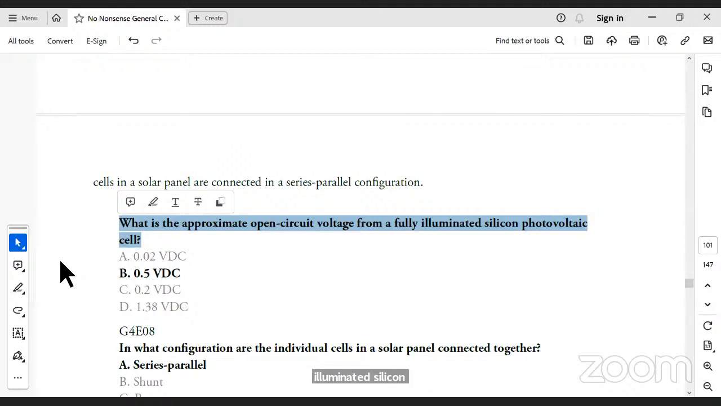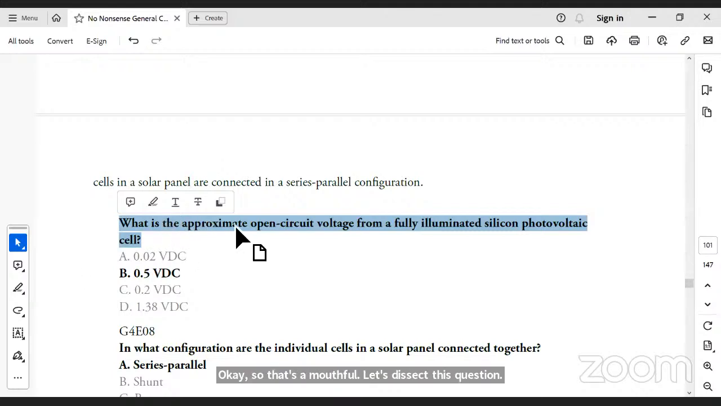Okay, so that's a mouthful. Let's dissect this question. What are they asking us? They're asking us what is the approximate open circuit voltage. So we know the answer is going to be something volts. But from what? A fully illuminated, so that means the sun is shining, right?